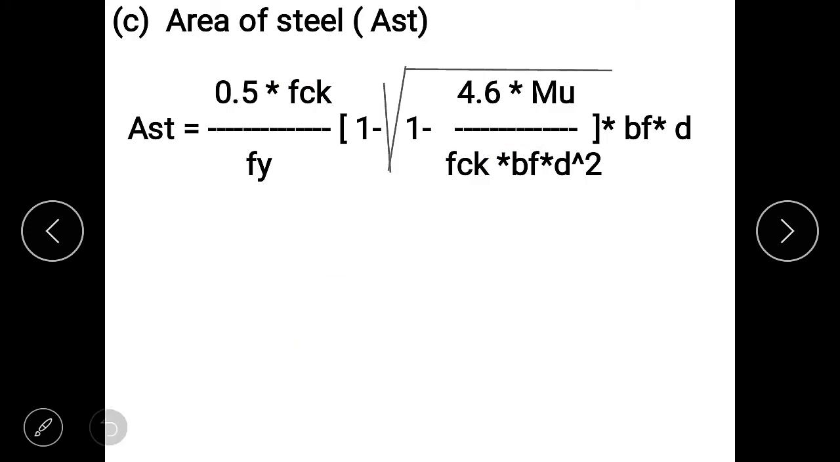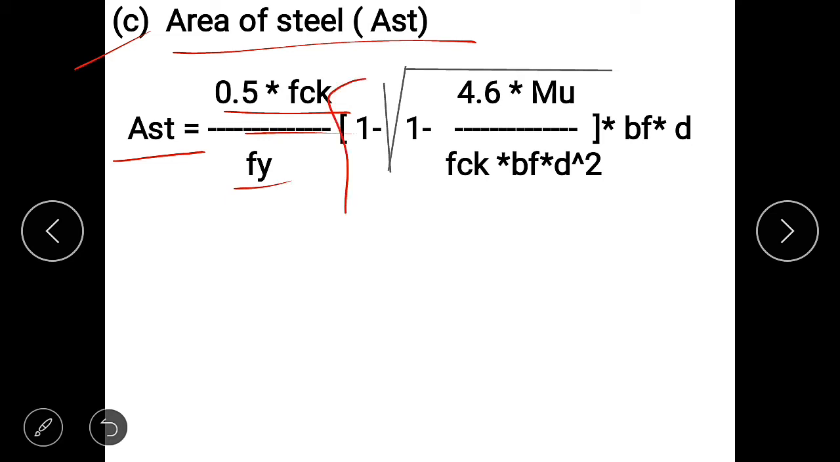Now the third step, for case number 1. Case number 1 is xu equal to Df or xu smaller than Df. For that you find xu max or Mu max, and then we have to find the area of steel Ast. The formula to calculate Ast is 0.5 fck divided by fy, bracket 1 minus under root of 1 minus 4.6 Mu divided by fck bf into d square.